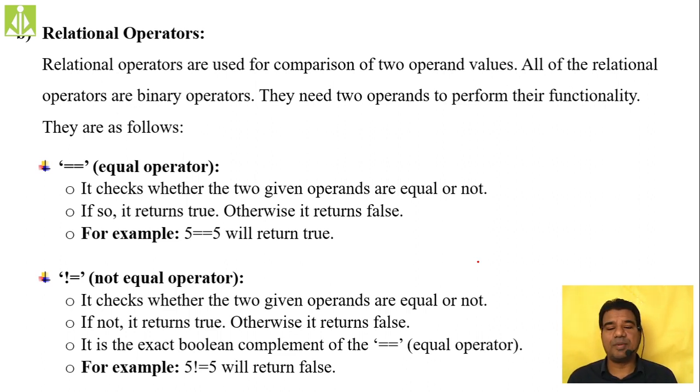So, relational operators are used to do the comparison between the operands. Which one is greater, which one is smaller, or whether both are equal. Likewise, if you want to do the comparison, we use these relational operators. All of the relational operators are binary operators. Binary means that, in order to do the operation, they require two operands.